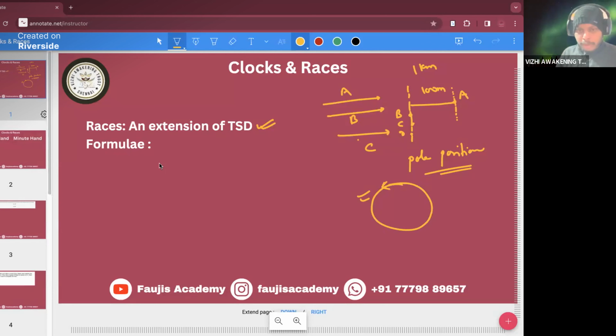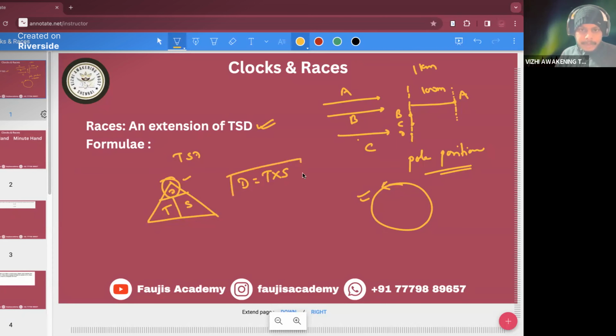Formula-wise, we don't need to know any formula apart from what we have studied in TSD. And what did we study in TSD? Distance, you will write upwards, and time and speed here. Since distance is upwards, that means d is equal to t into s.